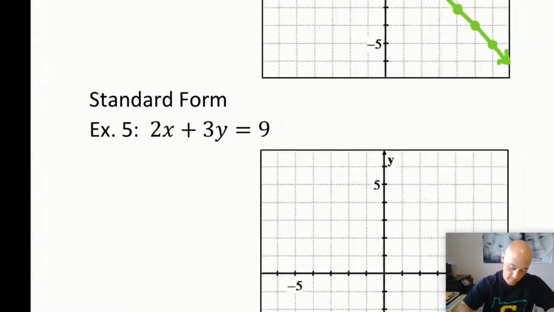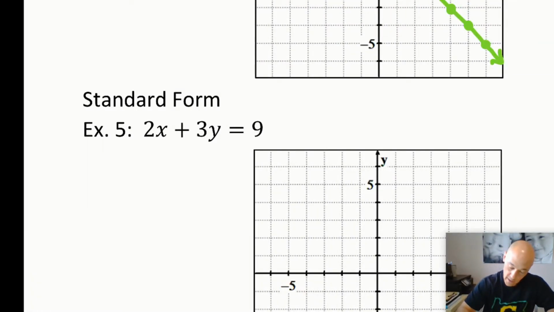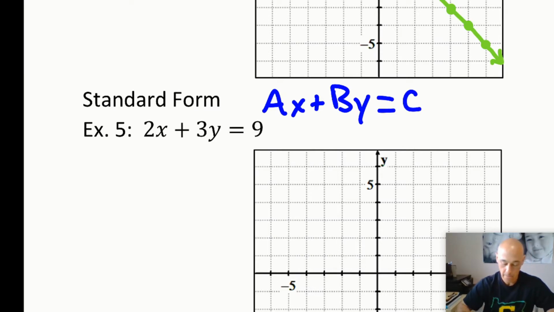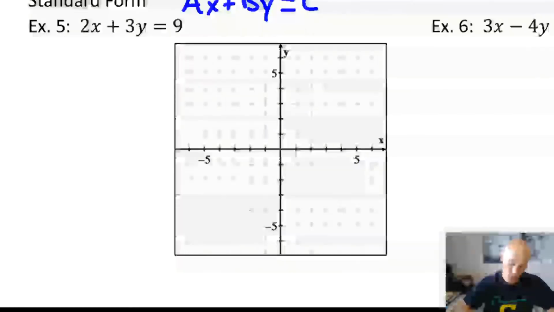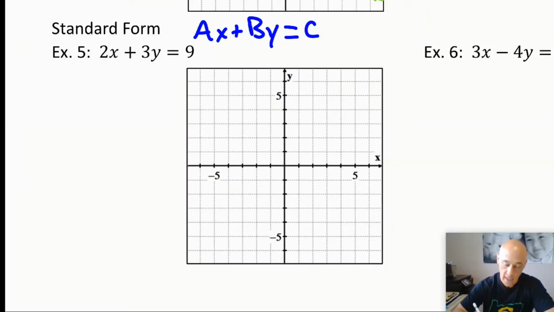Standard form is ax plus by equals c. And here, the thing that we're going to do is find our x and y intercepts. So first, I'm going to find my x-intercept by plugging in 0 for the y value. That will put the point on the x-axis.